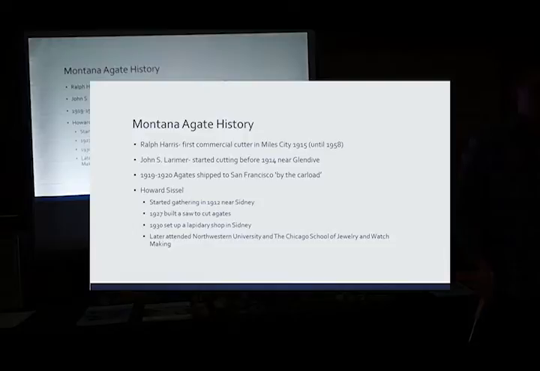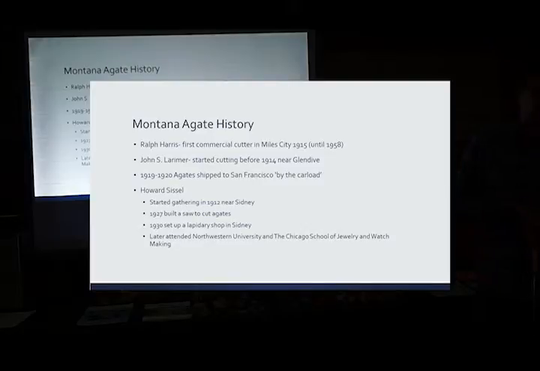So going through a little bit of the history, the first commercial cutter in Montana was actually in Miles City, and Ralph Harris started in 1915 commercially cutting, and he actually did so until 1958. However, they believe, through my research, the first actual person who was cutting agates in Montana was John S. Larimer, and he started before 1914 in Glendive, Montana.